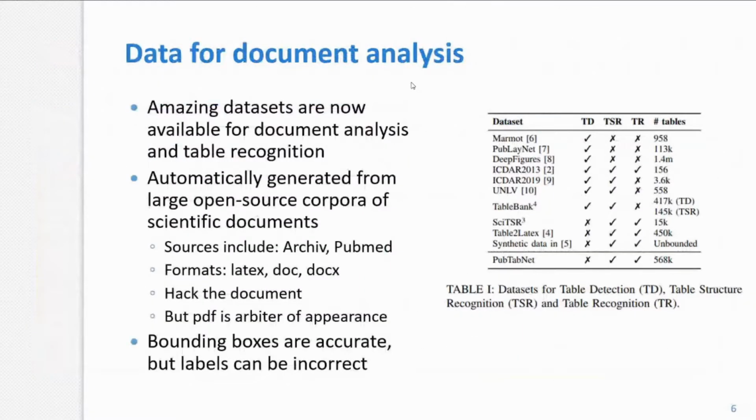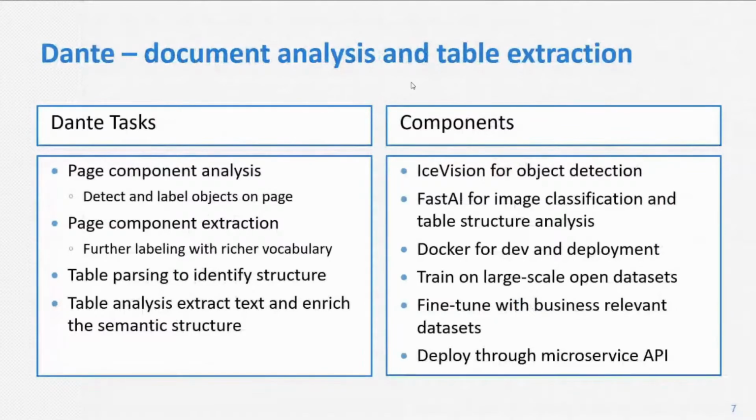Okay, so that's a bit about why this is an important and interesting problem, and a little bit about the data sets that are available. I'll mention a little bit about what I've been doing. I've been building a system for document analysis and table extraction. I've been calling it Dante. On the left-hand side, these are the four primary tasks that we're working on with it. So page component analysis, that's about detecting and labeling the objects that are on the page, and that's basically what I'm talking about today.